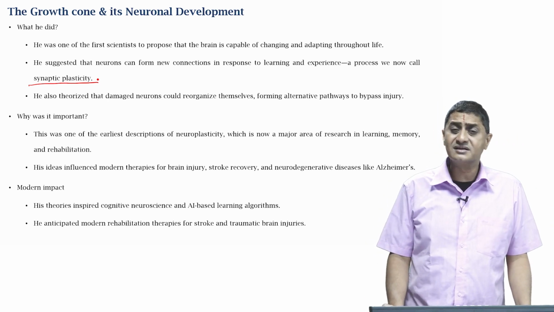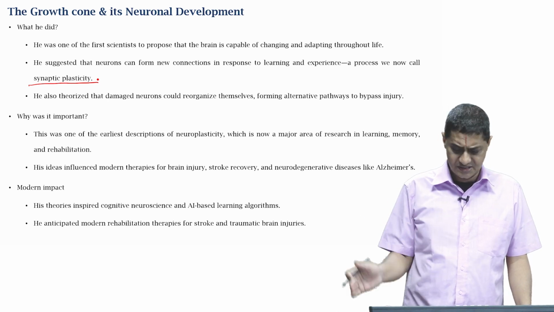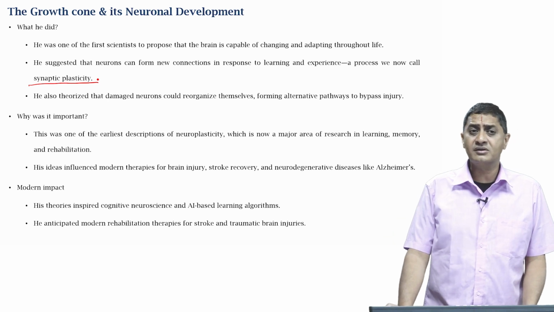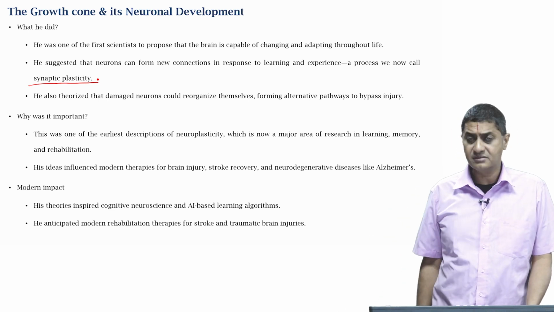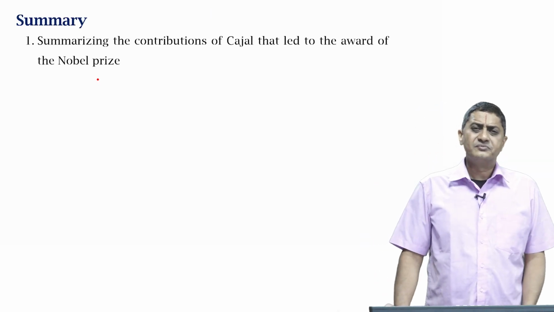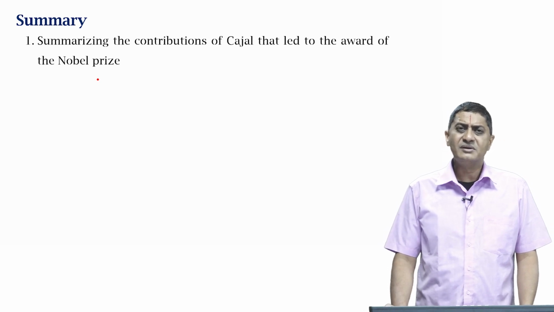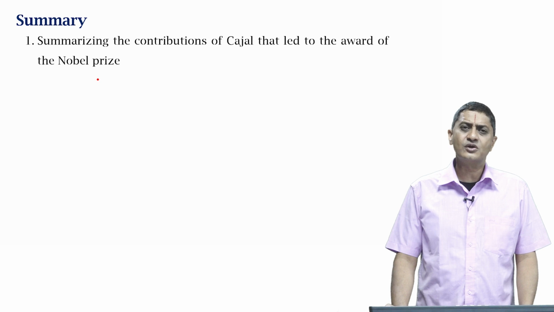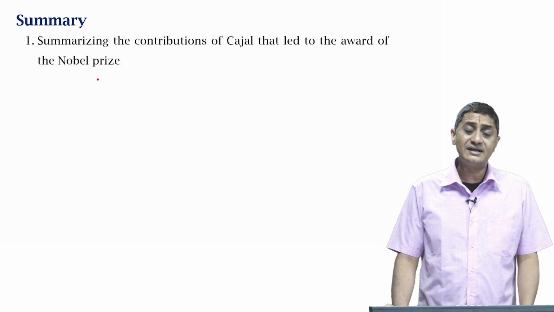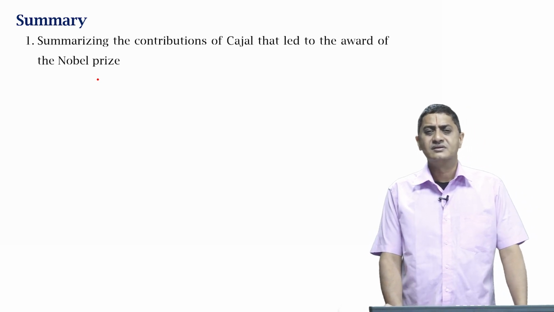So, his theories continue to inspire many generations of scientists, in cognitive neuroscience and AI-based learning algorithms. He anticipated modern rehab therapies for stroke and traumatic brain injuries. Incredible. So, with this we come to the end of this video. In this video, we looked at a summary of the major contributions of Santiago Ramon y Cajal that led to the award of the Nobel Prize in Physiology or Medicine in 1906 that he ironically shared with Camillo Golgi. With this, we end this lecture. Thank you for your attention.